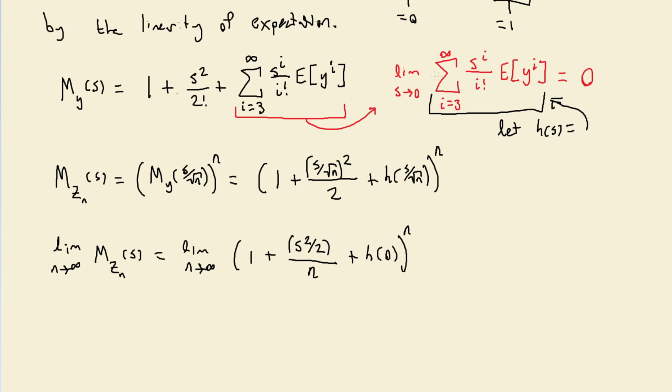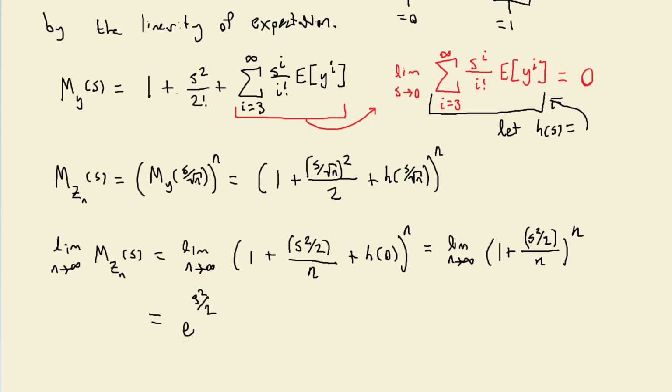And we know that if we take the limit of this function here, this h of s, as s goes to 0, this approaches 0. And so we can rewrite this as the limit as n approaches infinity of 1 plus s squared over 2 over n to the power of n. Some of you will probably recognize why I've chosen to write this as s squared over 2 over n. This limit of this expression as n goes to infinity is just the definition of e to the power of s squared over 2.